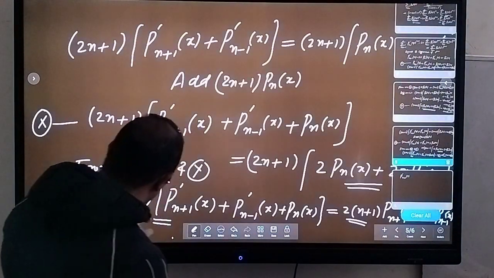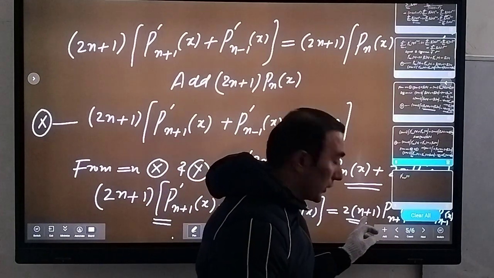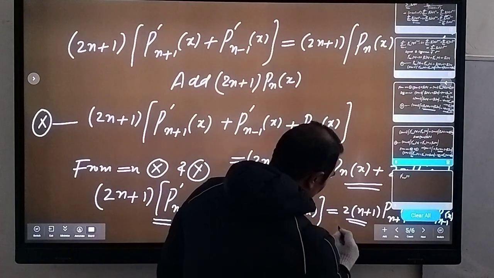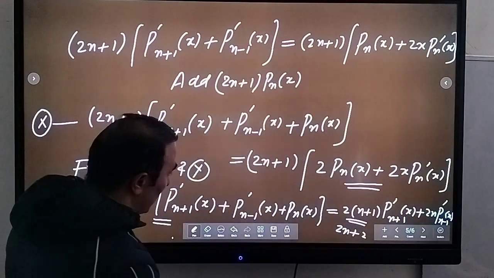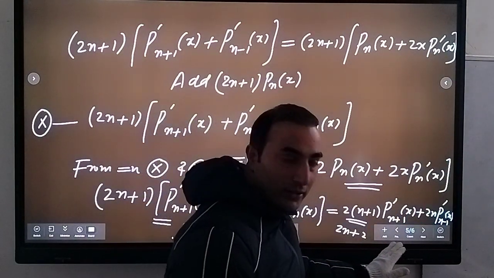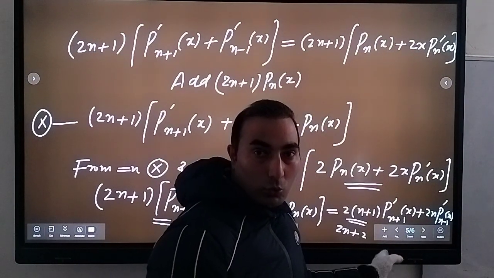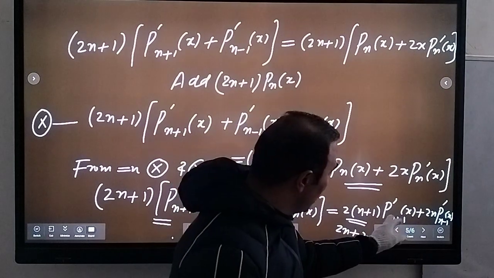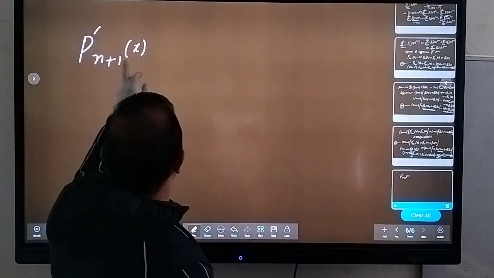Because this is (2n plus 1), so this is (2n plus 2) here, right? So I can write this as 2n plus 2. So if I subtract this, when I take it on the right hand side, it will be minus 2n minus 1, so 2n cancels, it will be 2 minus 1 P dash of n plus 1 of x. So that is what I wrote, the first term is P dash of n plus 1 of x, right?